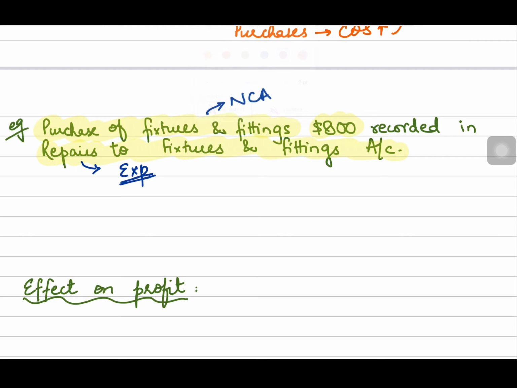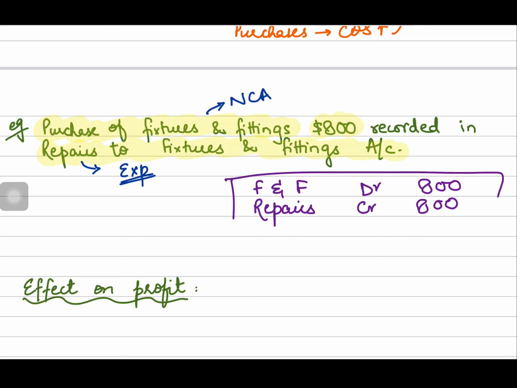So, how will I correct this error? First of all, I should have debited my fixtures and fittings account. So, fixtures and fittings account will be debited by 800, and I should not have debited my repairs account. So, since I have debited that account, I will now credit my repairs account to eliminate the effect of the wrong entry. So, this is how you will make your correcting entry.